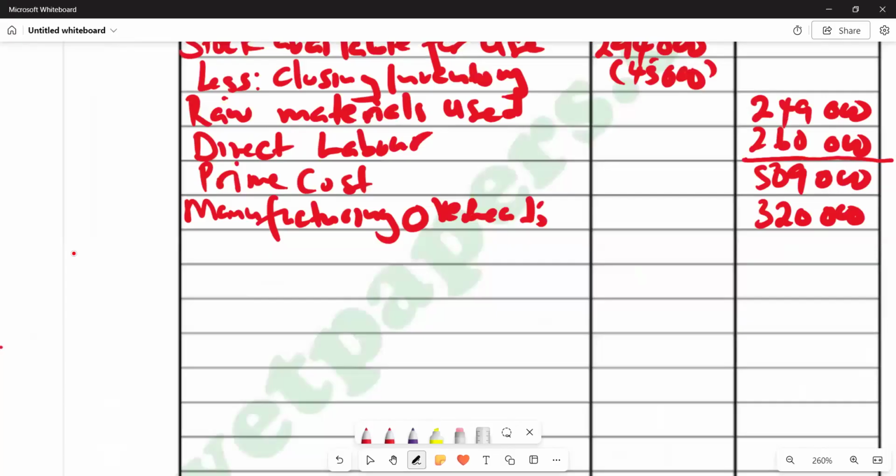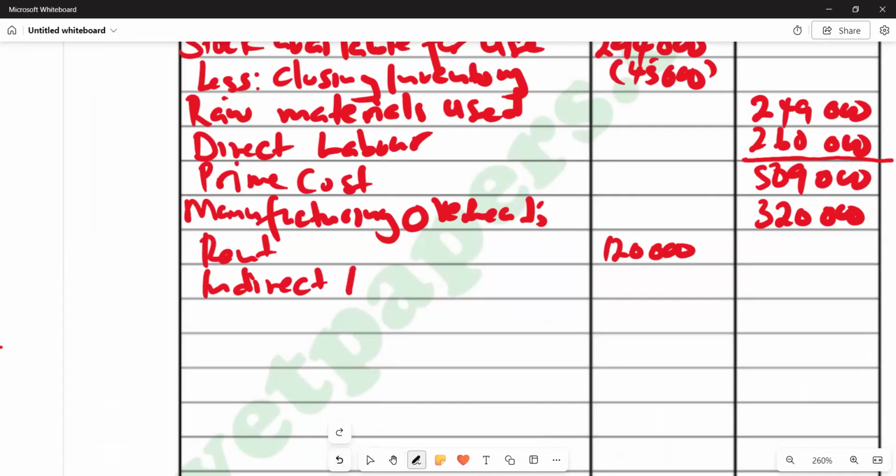We are saying rent. Rent is 120,000, which is the factory rent. And then we also mentioned indirect labor of that production manager. Indirect labor. Then for indirect labor, the amount that we have is 100,000. And then we go to pick others.